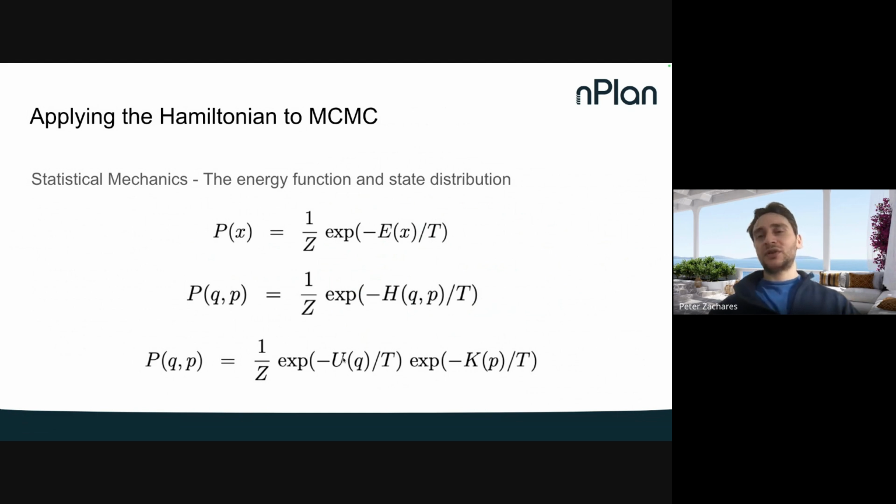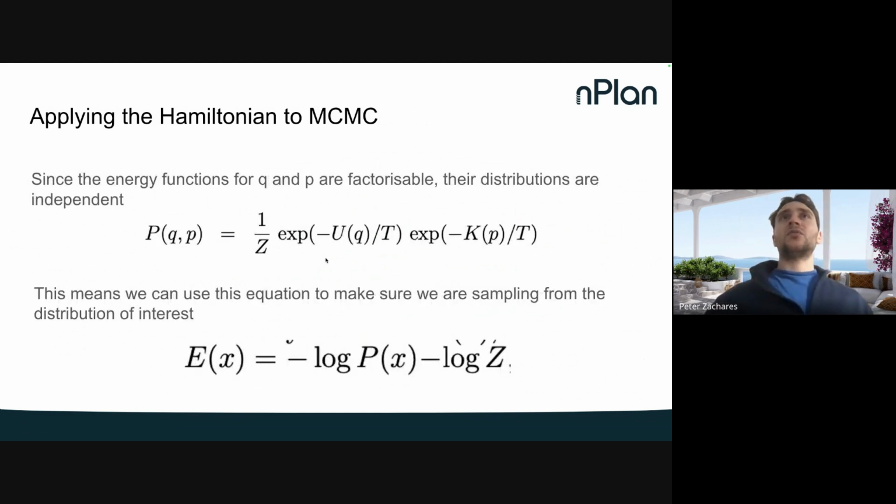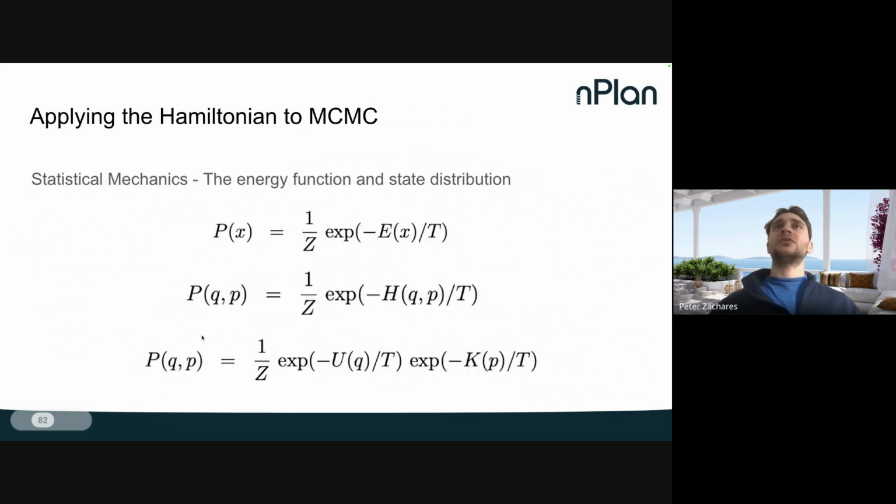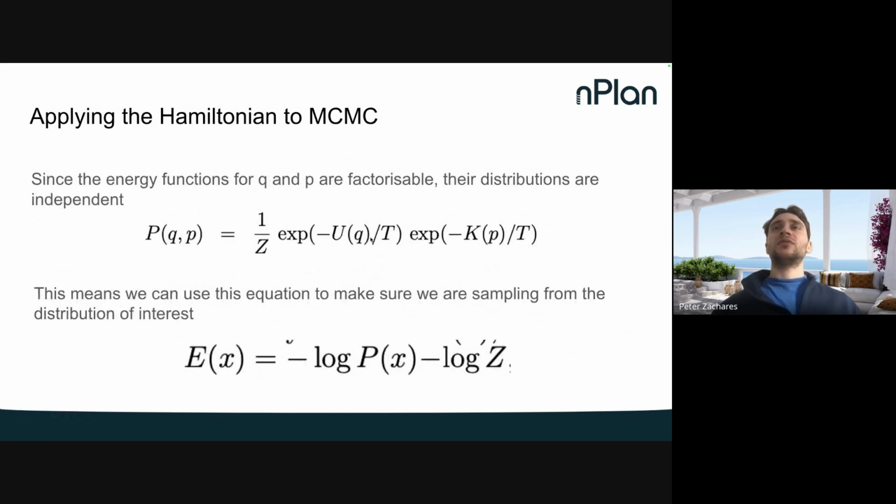So U is the potential energy, and what you can do is take this energy equation and the original statistical mechanical equation, reverse it, and you'll get that your energy equation should be equal to this. And we can ignore this constant Z. So that's how you get U of Q is equal to the negative log likelihood of the probability distribution.